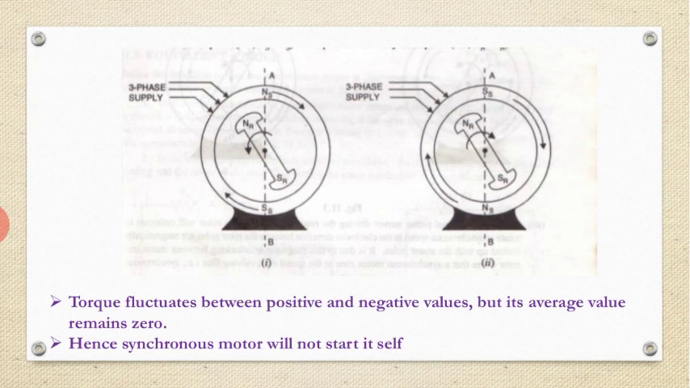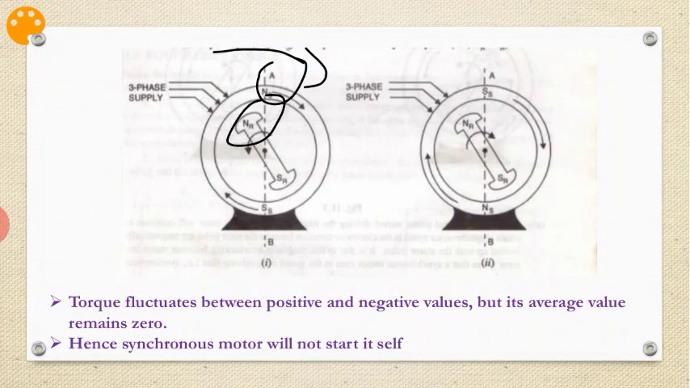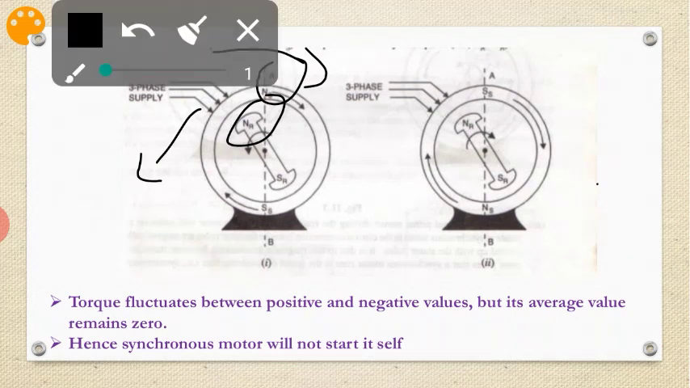This is another figure I put. If you look here also, NS and NR, the rotor pole and stator pole. The stator is in this direction and the rotor in this, because here it will be repulsion, and here it will be attraction, so the average torque remains 0. Hence the motor will not self-start.